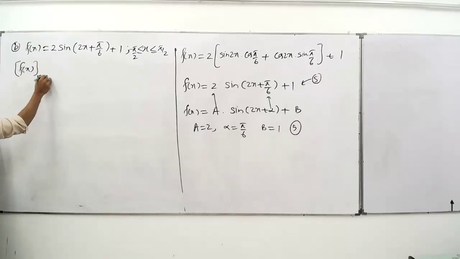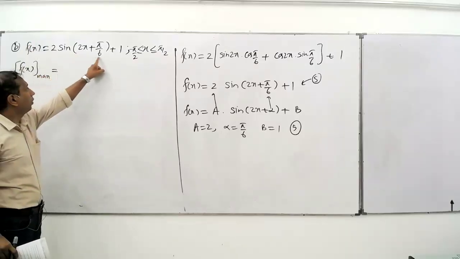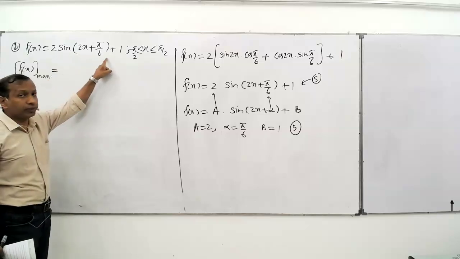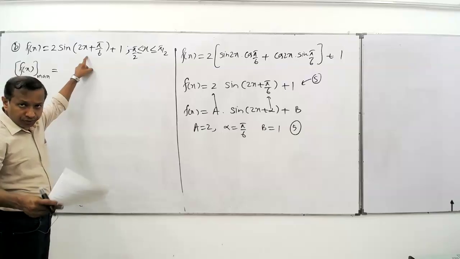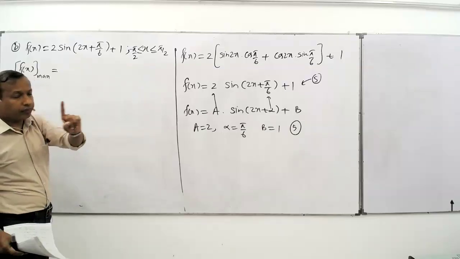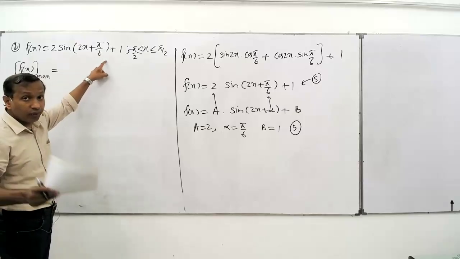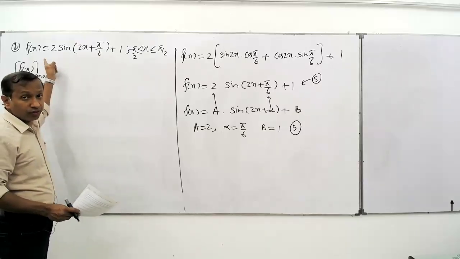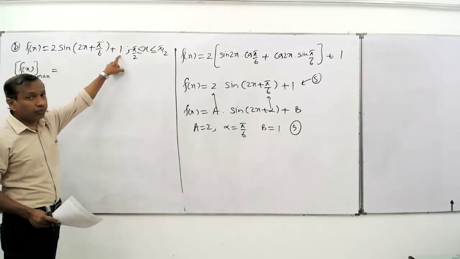So then f(x) max, maximum of f(x). All right, f(x) max. Right, you know, for this f(x) to be maximum, this should be maximum. This is sine angle. Sine maximum is 1. Then when this sin (2x plus pi by 6) takes its maximum value 1 only, the f(x) will take maximum value. What is that? 2 into 1 is 2, plus 1 is 3.